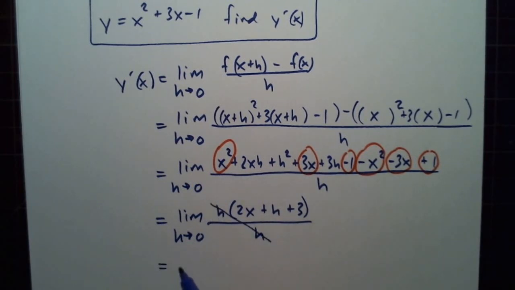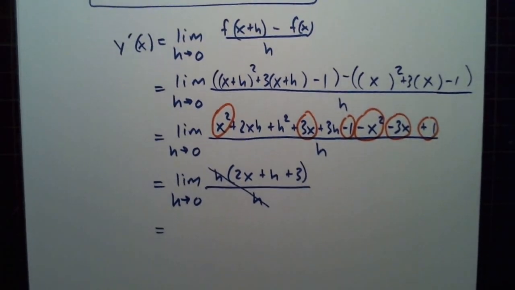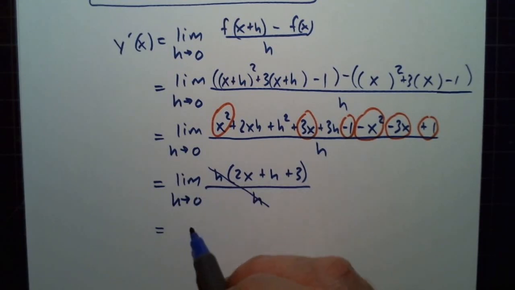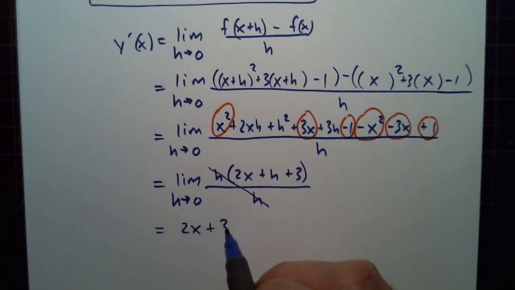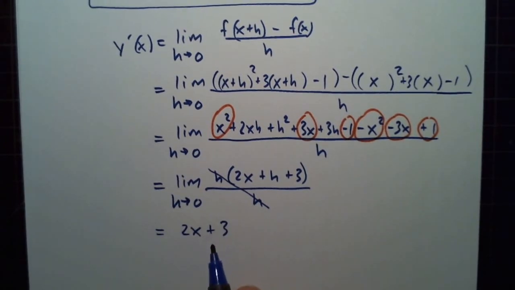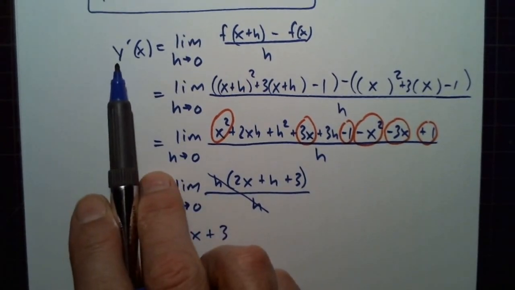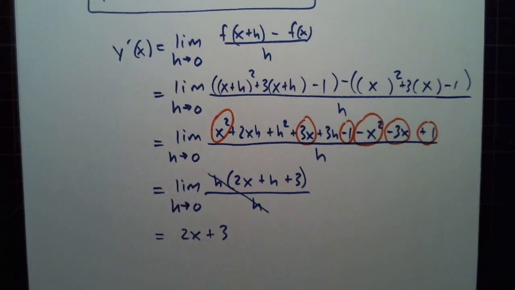Cancel. As h goes to 0, the limit goes to 2x plus 3, and so 2x plus 3 is the formula for the slope of the tangent line at any x value. And that is calculus. That's the derivative of the function. I'll stop there.